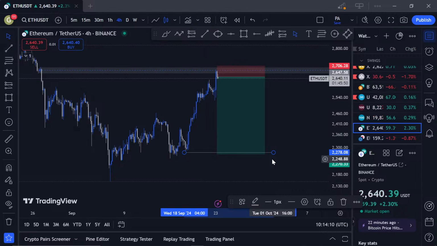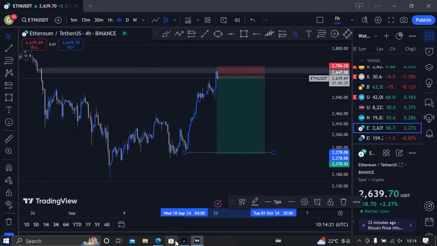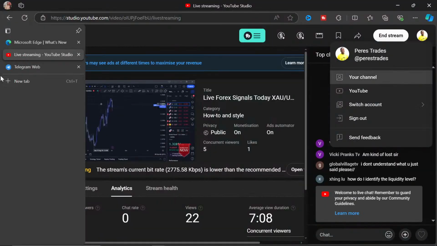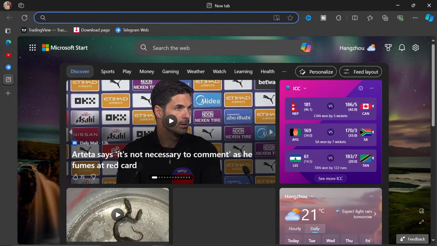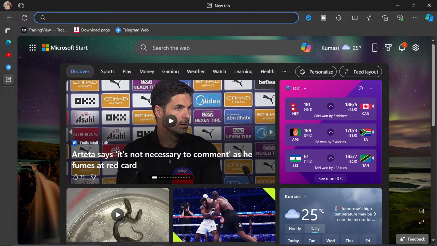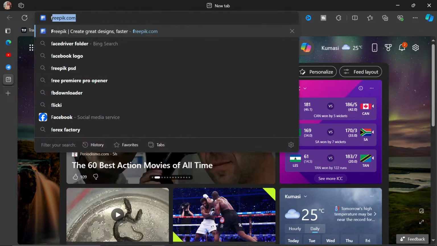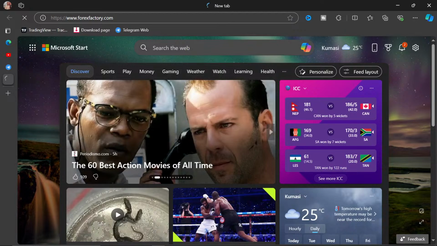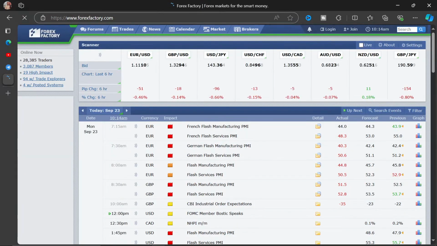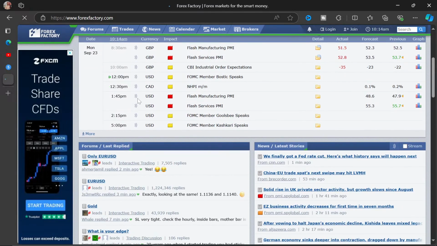So ETH USD. Now before I take the sell, I'm going to look into Forex Factory. So I'll come over to Forex Factory to make sure that there is no fundamental information on the US dollar coming soon. So let me go over to Forex Factory. So this is the most reliable news source. So today, Monday, September 23. And let's see. Okay, there are no news right now till Flash Manufacturing PMI is coming by 1:45 p.m.